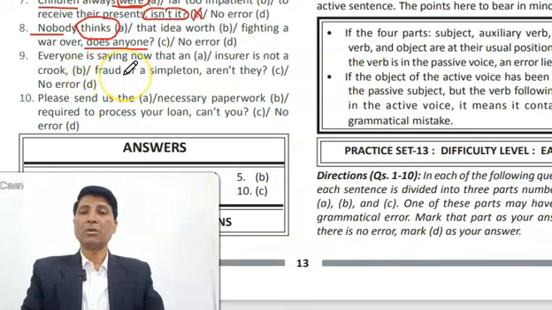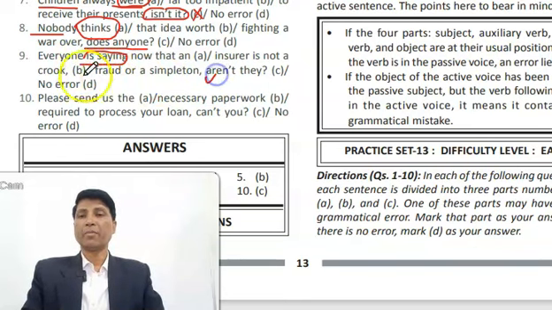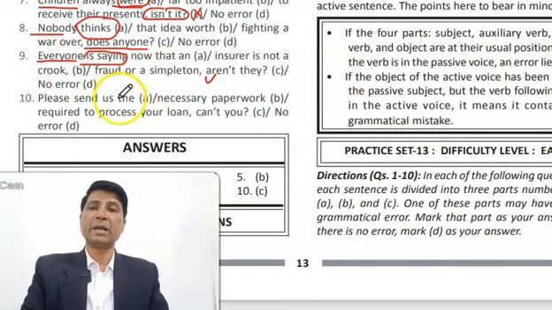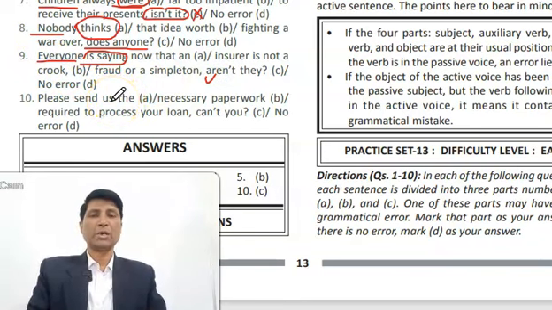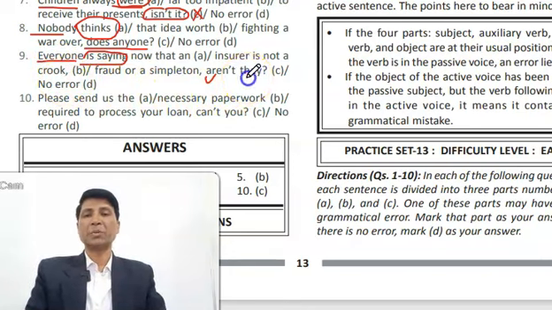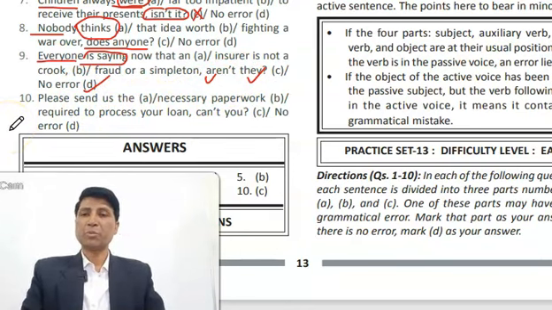Everyone is saying now that an insurer is not a crook, fraud or a simpleton, aren't they? So here verb is in the present continuous. Here it's okay, and the subject of the main statement is an indefinite pronoun everyone. And we have just studied that if the subject of the main statement is an indefinite pronoun like everyone, everybody or someone, somebody, then the subject of the tag should be they. It is. Therefore, there is no problem in question number 9. It should be D. Moving on to question number 10.